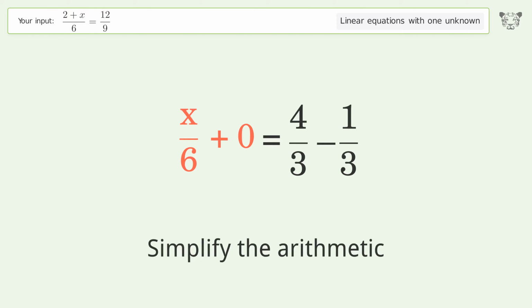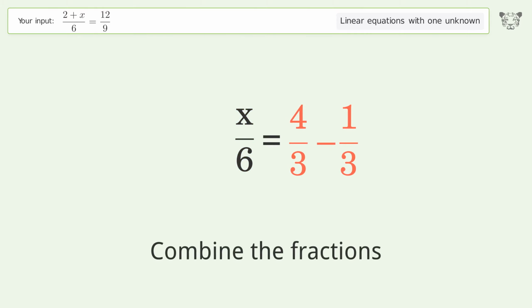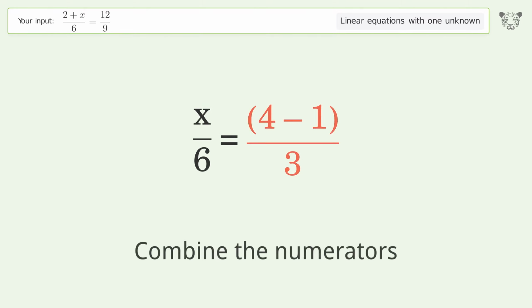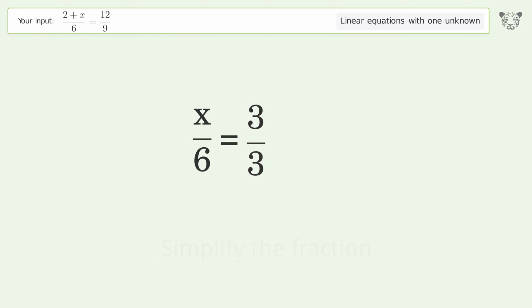Simplify the arithmetic. Combine the fractions. Combine the numerators. Simplify the fraction.